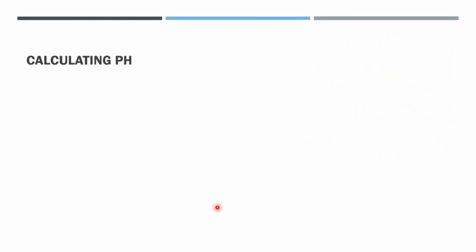So calculating pH is the last point. This is the formula for calculating pH from the concentration of H+ ions. The pH is minus log 10 of the H+ ion concentration.